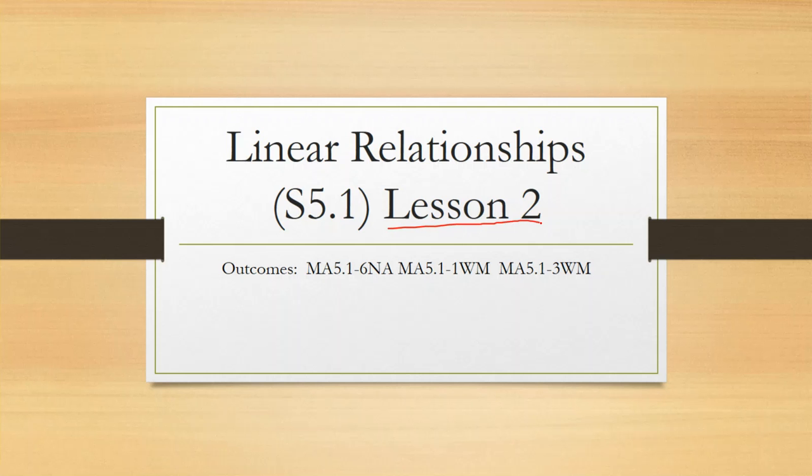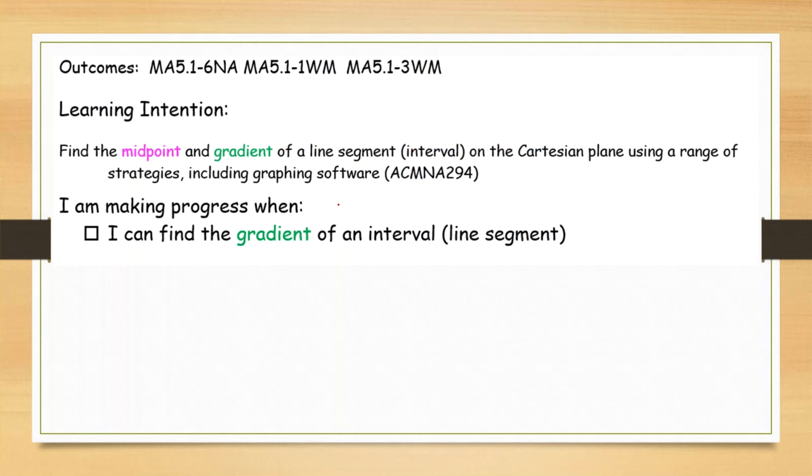Welcome to lesson 2 in linear relationships for stage 5.1. In the previous lesson we looked at midpoint, and today we're going to look at gradient. So you know you're making progress when you can find the gradient of an interval.